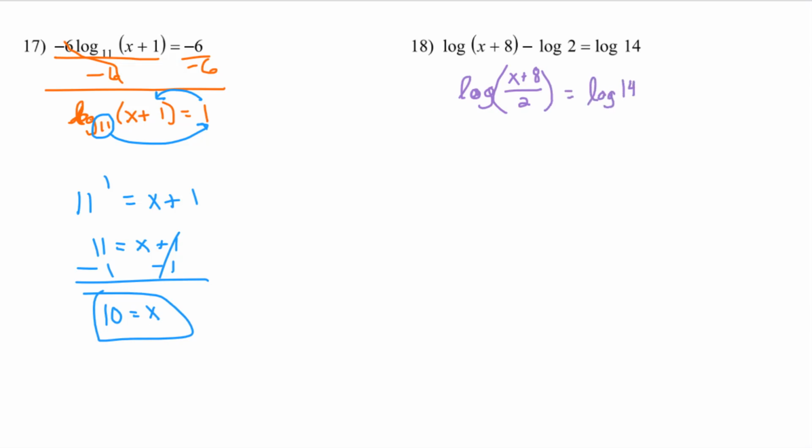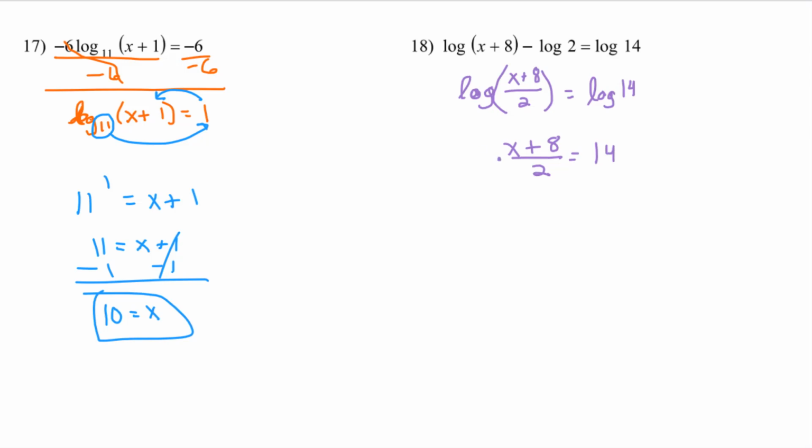You might be thinking, well, how is that helpful? Now I have a single logarithm on each side, which means I can drop the logarithms and just say that what I really want to know is what makes x plus 8 over 2 equal 14. Now we've got an equation we can solve.